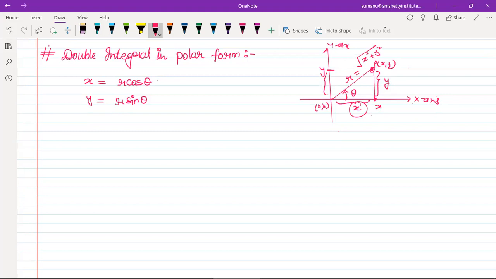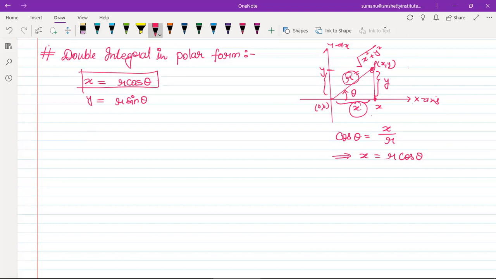Okay. So what is cos theta? Cos theta is adjacent upon the hypotenuse, right? So what is the adjacent side to this angle theta? X upon square root of x square plus y square. Correct, but that we have taken as r. So this will be r. So what we get x as? X we get as r times cos theta. Now you understood how we get this?